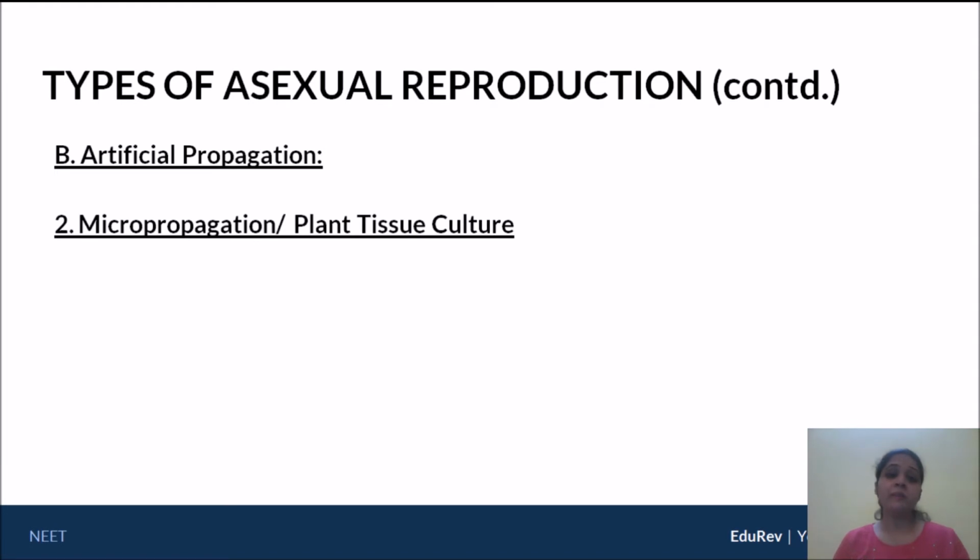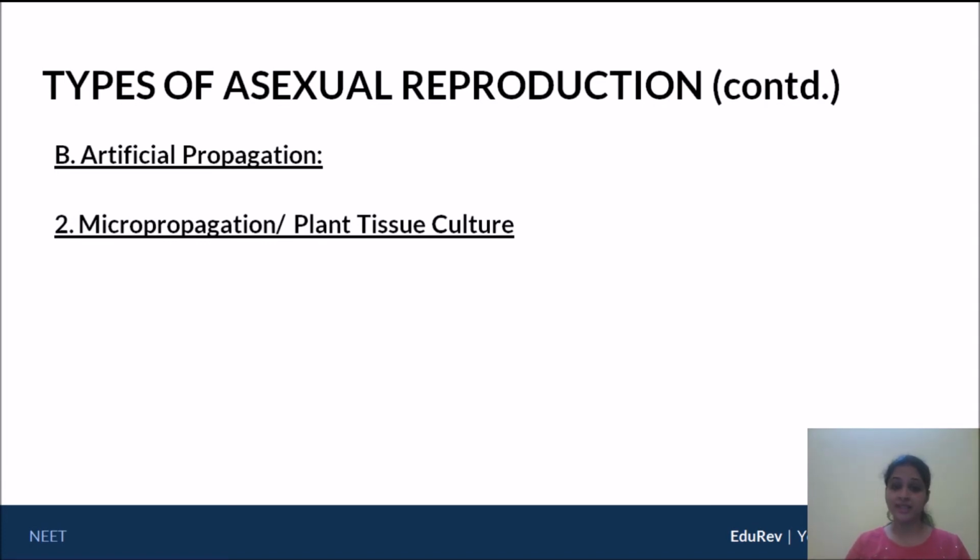Now coming to the second part, that is micropropagation, also called plant tissue culture. What does the word micropropagation really mean? It means propagating a full plant using something that is micro, something that is small. If you go through the steps of micropropagation, you will understand that we make use of very small plant tissue material, and from that small amount of material, I am able to produce one extensive big plant.